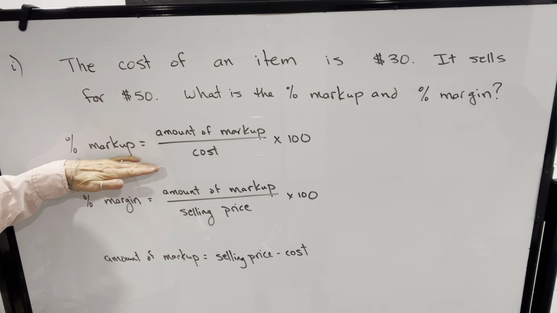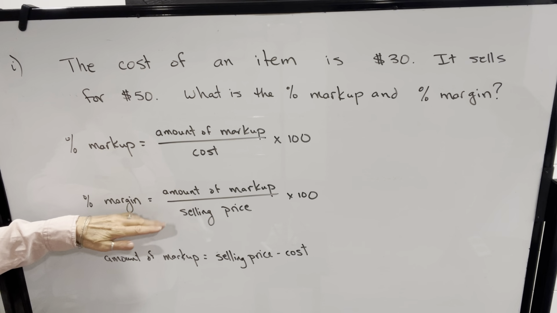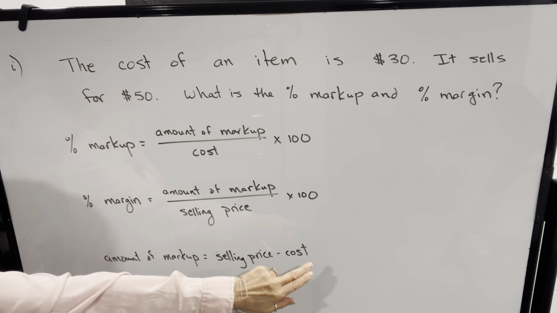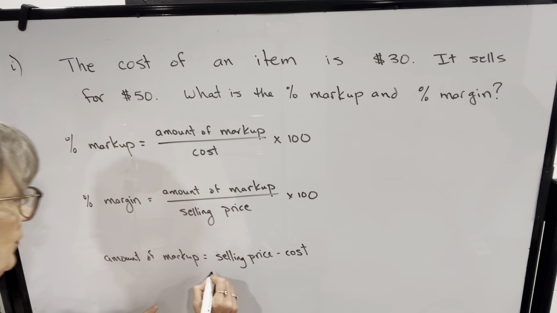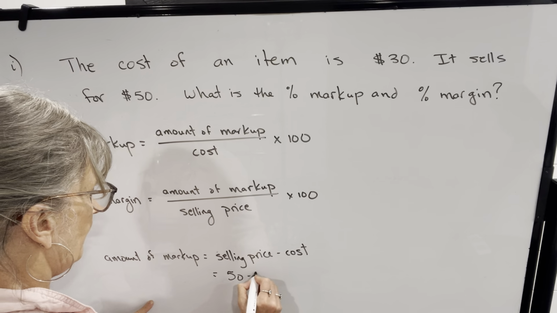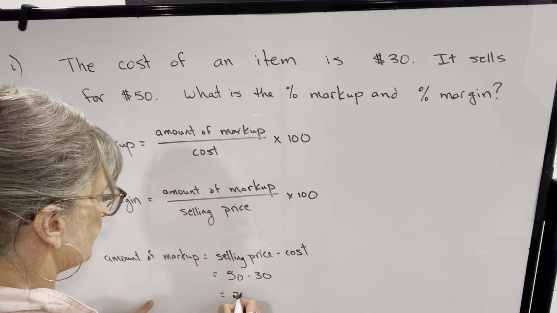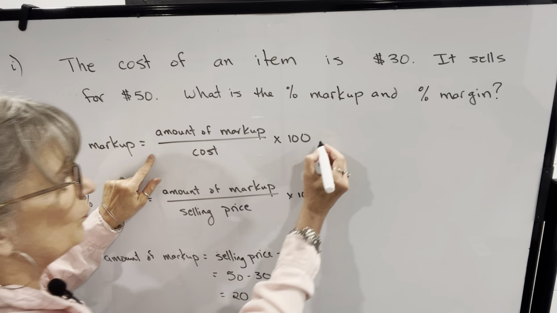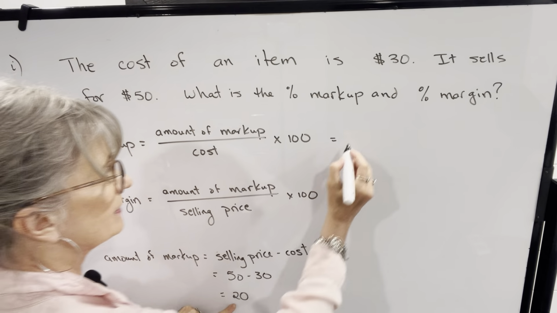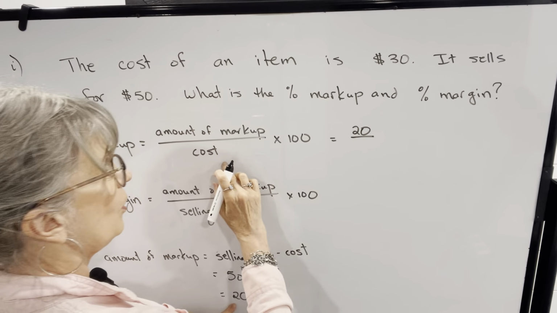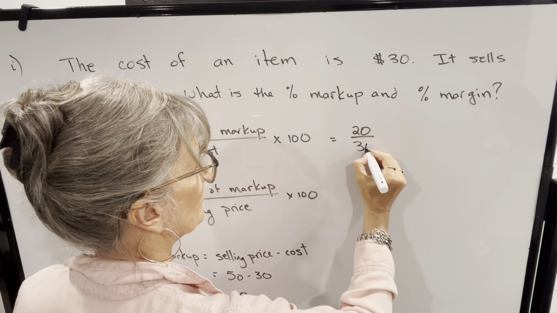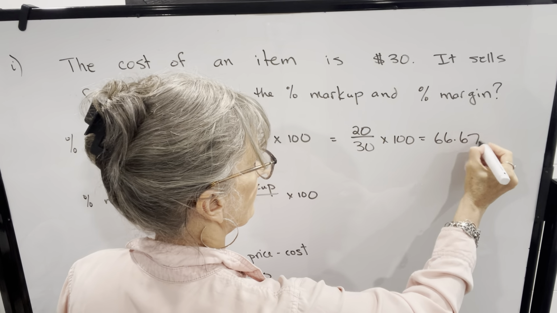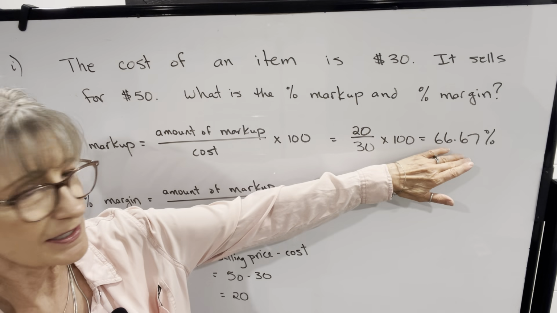So whether we're finding percent markup or percent margin, we need to find the amount of markup. So the way that we find that is simply taking the selling price and subtracting the cost. So in our example, it would be $50 minus $30, which is $20. So if we're calculating the percent markup, we're finding what percent 20 is out of the cost, which is 30. Is 66.67%.